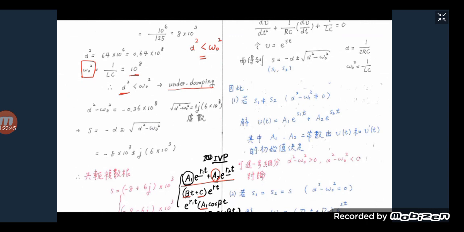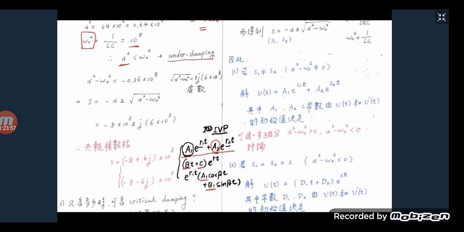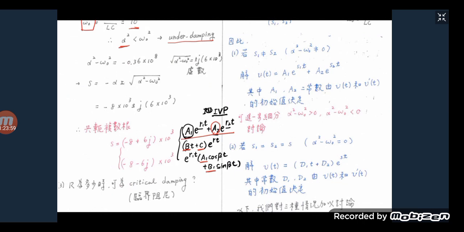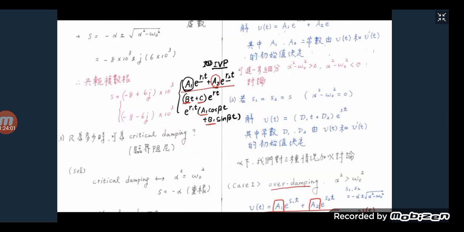But alpha is smaller, so it becomes under damping. Any questions? So it becomes under damping, and it has two complex roots.